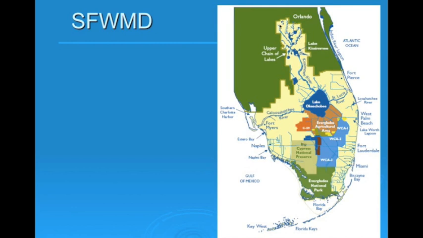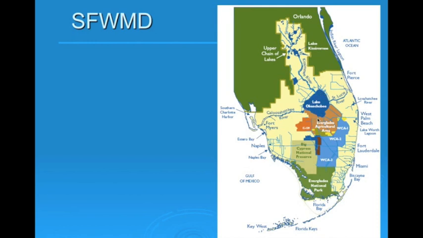Water essentially drains mostly from north to south. There is a series of rivers and small lakes, referred to as a chain of lakes, up near Orlando, and those features collect water from rain and start draining south primarily through the Kissimmee River. The Kissimmee River feeds Lake Okeechobee.